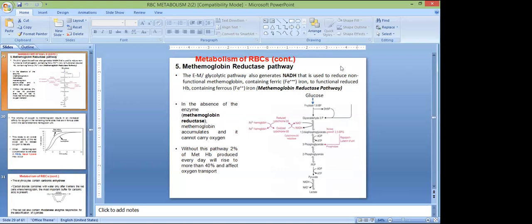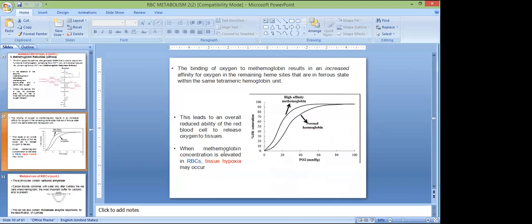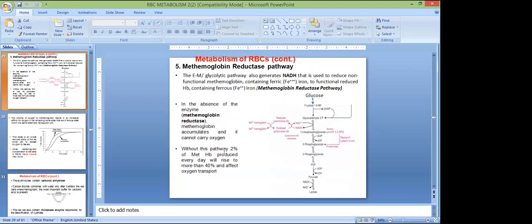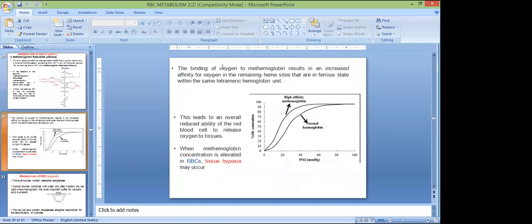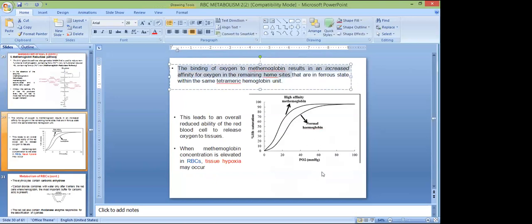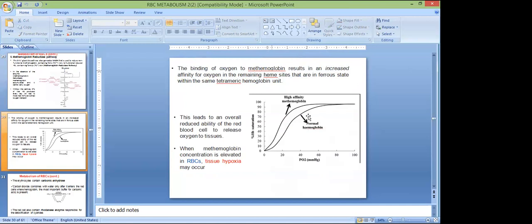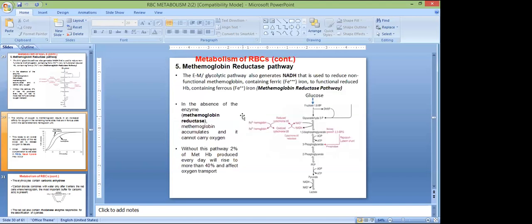I'm looking for the statement so that I can highlight it. Here it is. Methemoglobin, what does it do? It loves oxygen too much, so it doesn't let go of oxygen. So that is why we do not want methemoglobin, right? Oh yeah, I think I said a different thing, I'm sorry.